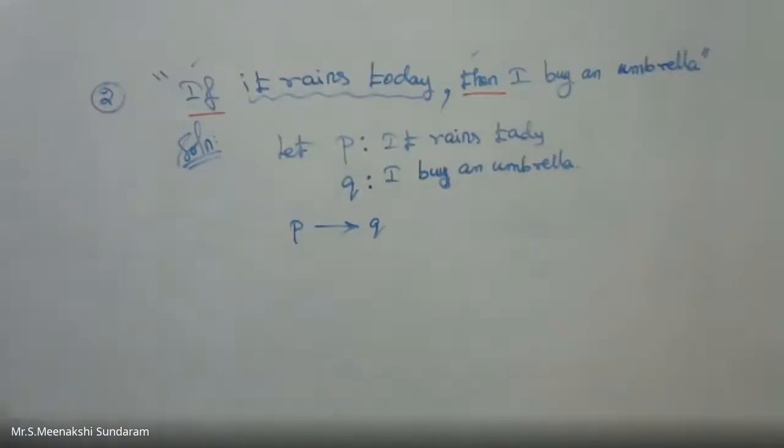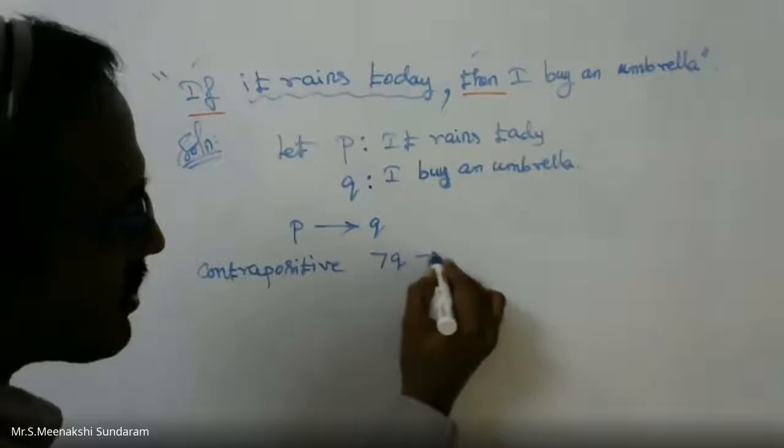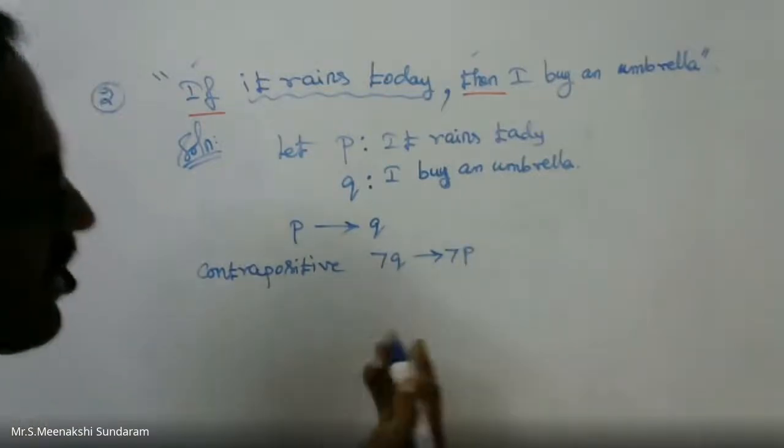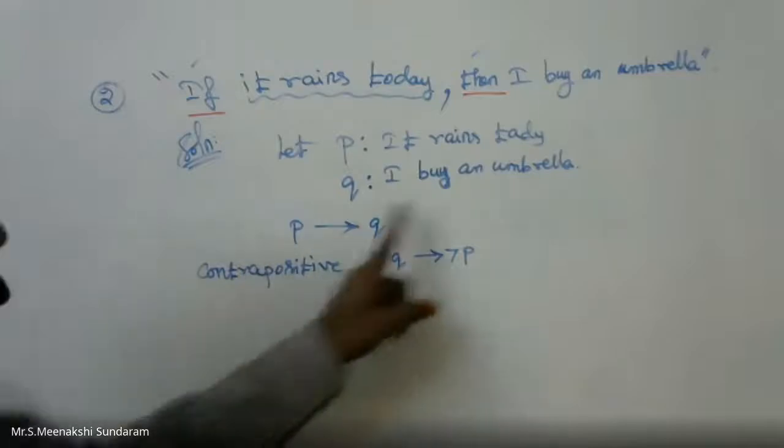That is the direct one. The same question, for the fifth question: if there is rain, then I buy an umbrella. That is also the same, but they are asking for the contrapositive. What do you mean by contrapositive? Negation Q tends to negation P. You can write that in symbolic form, or convert it to an English statement. What statement can you write?